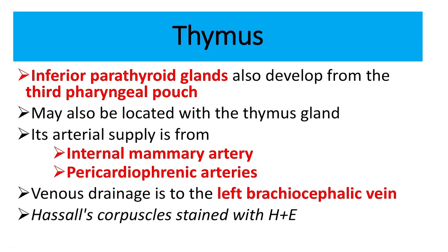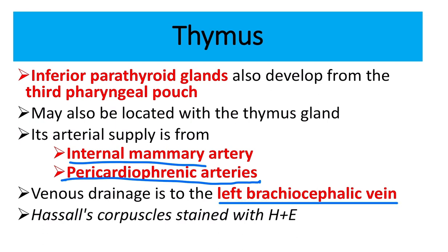Some other important points here: the inferior parathyroid gland is also developed from the third pharyngeal pouch and may be present with the thymus gland. As for the arterial supply, the thymus is located in the thorax, so it receives blood supply from the internal mammary artery and also the pericardiacophrenic arteries, and venous drainage is into the left brachiocephalic vein.